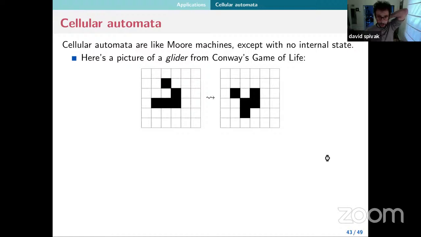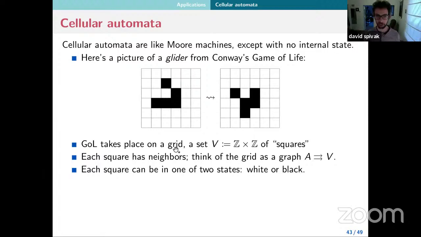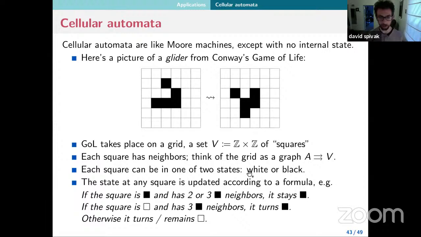So the Game of Life takes place on a grid. It could be any grid, or any graph, really. But for right now, let's say that the vertices of that graph are the pairs of integers. And each square has some neighbors, so you have some edges or arrows. And so you have a graph. And then each square can be one of two states. We'll eventually call those colors, white or black. That's also something you can change. You can make that any set of colors.